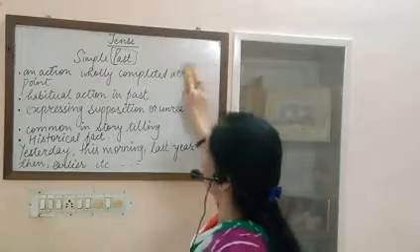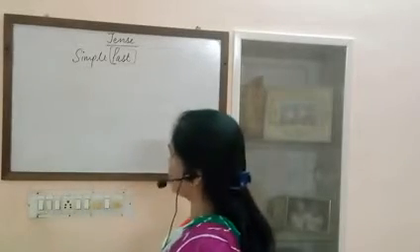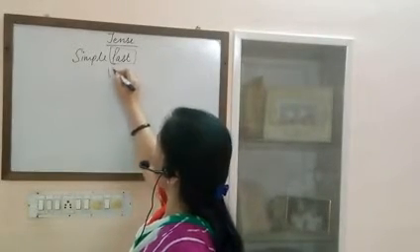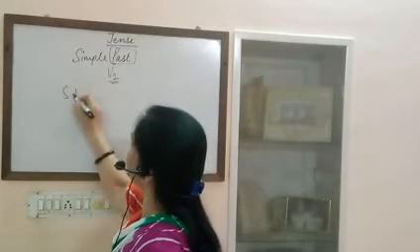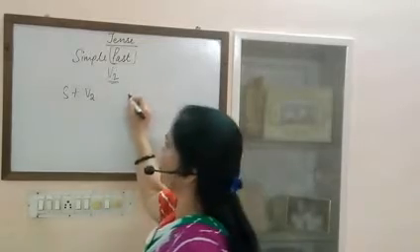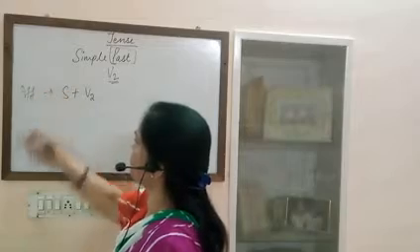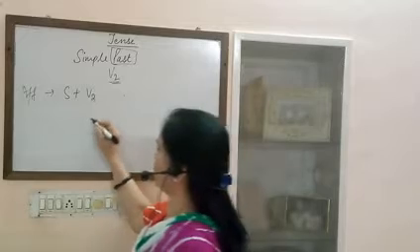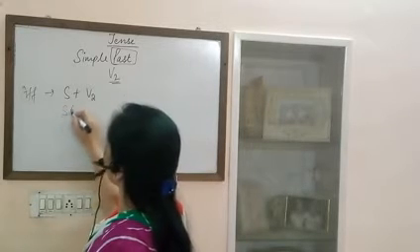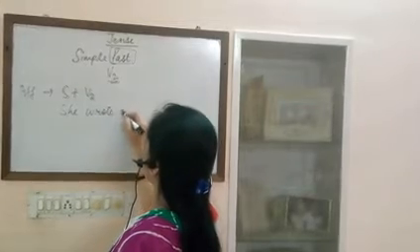Now I am going to tell you about the formula. The formula of simple past is very simple, as the word itself suggests. Simple past, it means we use past form of verb or second form of verb. So the formula for simple past is subject plus second form of verb. And this formula is used for affirmative sentence. So if I write a sentence according to this formula, it would be like this. She wrote a letter.